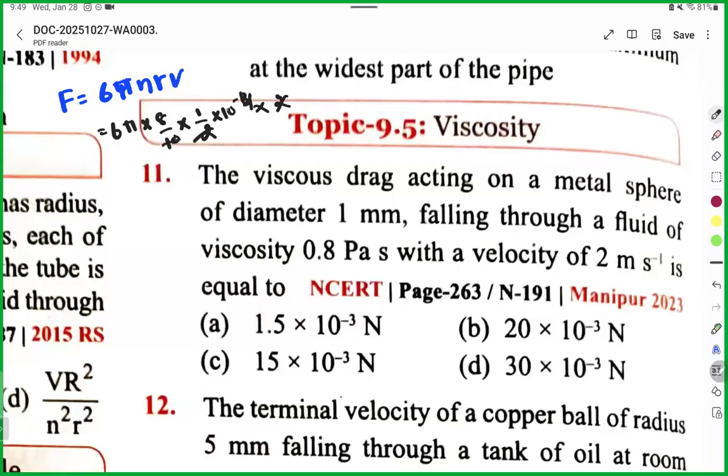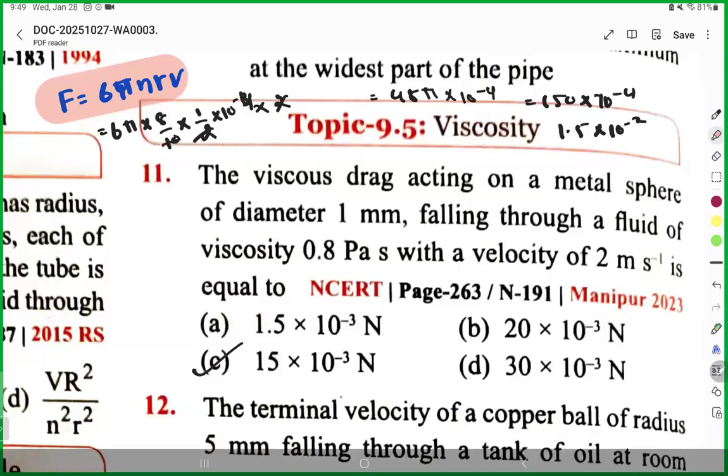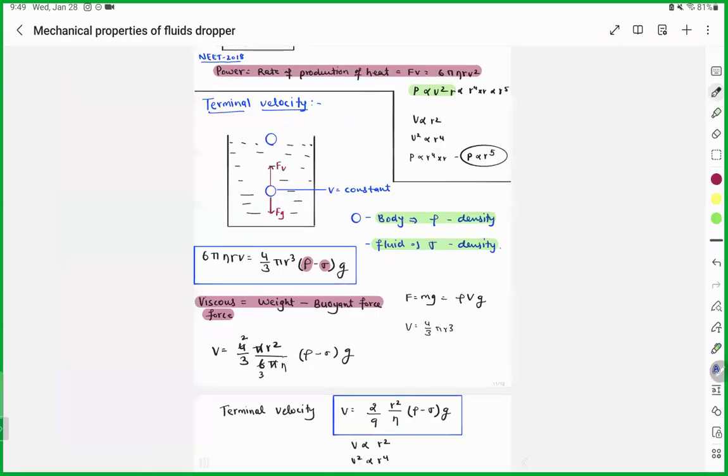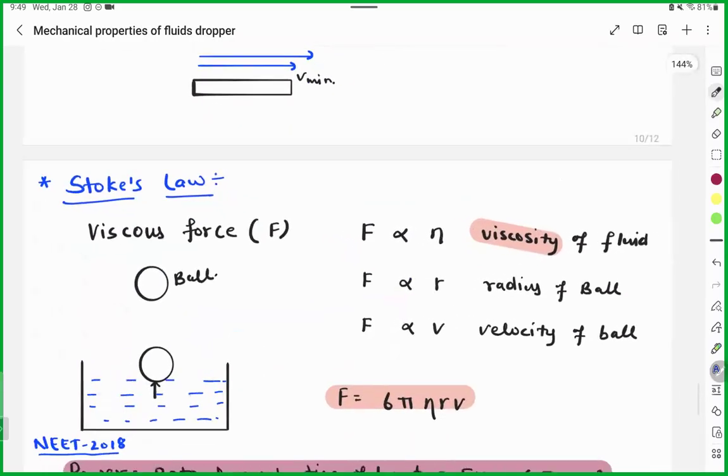So this is minus 4. So 48 pi into 10 raised to power minus 4. Then 150 into 10 raised to power minus 4. So if you are calculating, it is 1.5 into 10 raised to power minus 2, or 15 into 10 raised to power this. Tell me guys, was it a directly formula based question? Force is equal to 6 pi eta RV, Stokes law? Yes, sir. Done. So see, you can write here.